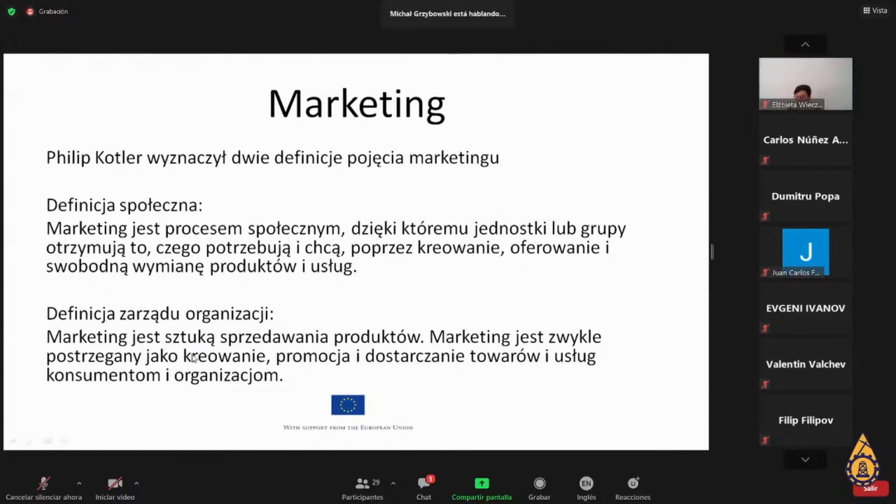There is also another definition, also by Philip Kotler. It's that marketing is an art of selling products, and marketing is usually perceived as creation, promotion, and supply of goods and services to consumers and organizations.